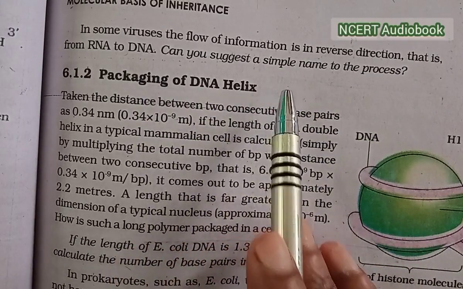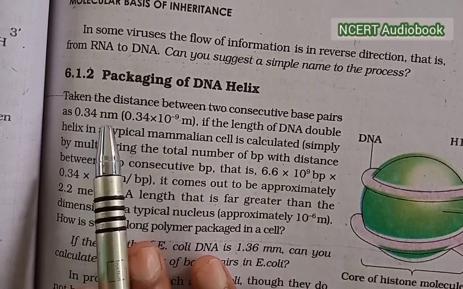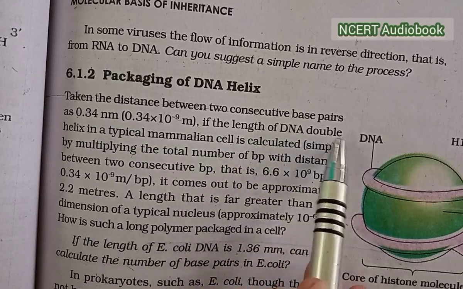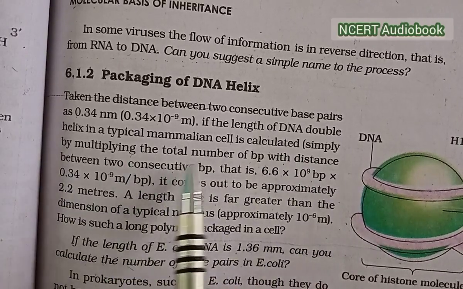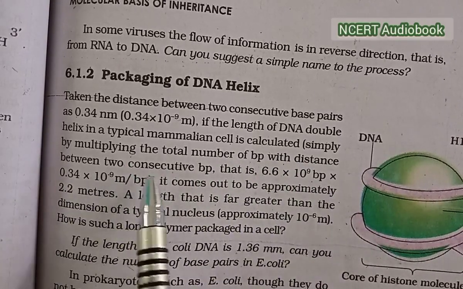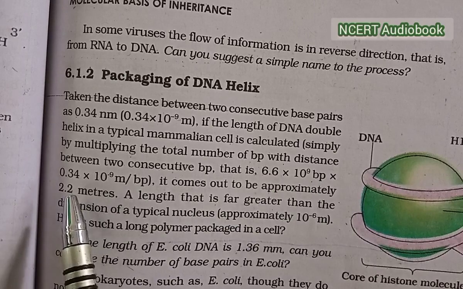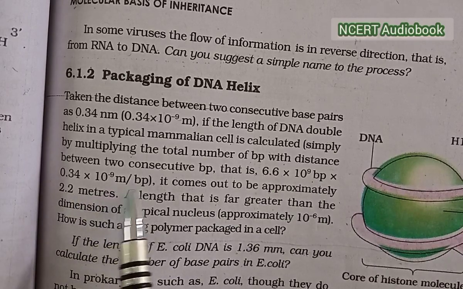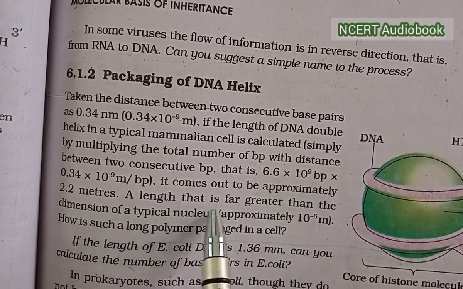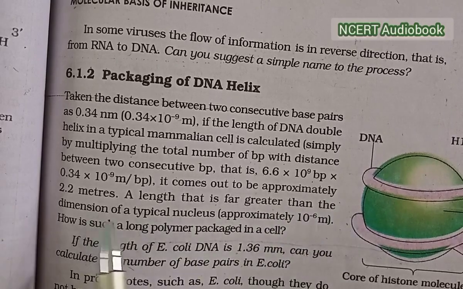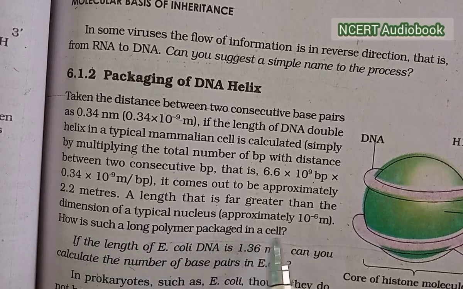Packaging of DNA helix. Taking the distance between two consecutive base pairs as 0.34 nanometer, the length of the DNA double helix in a typical mammalian cell is calculated simply by multiplying the total number of base pairs with the distance between two consecutive base pairs. That is 6.6 into 10 to the power 9 base pairs into 0.34 into 10 to the power minus 9 meter. It comes out to be approximately 2.2 meters, a length that is far greater than the dimensions of a typical nucleus. How is such a long polymer packed in a cell?